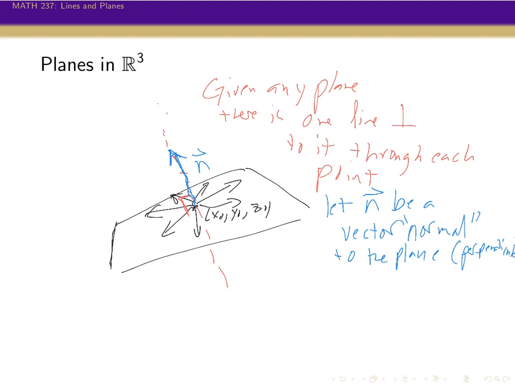Well then, if I have my starting point x naught, y naught, z naught, and I pick some other point on the plane, x, y, z, draw a vector between those 2 points, look at the vector x minus x naught, y minus y naught, z minus z naught. So this is between 2 points on the plane. So this vector lies on the plane.